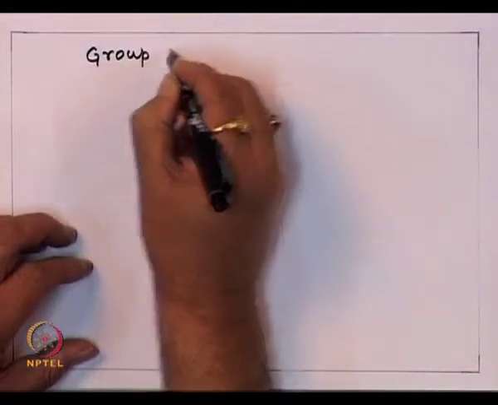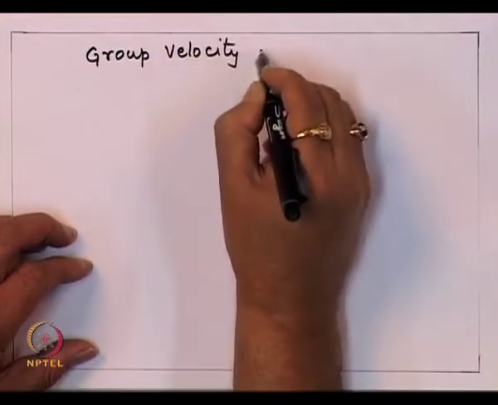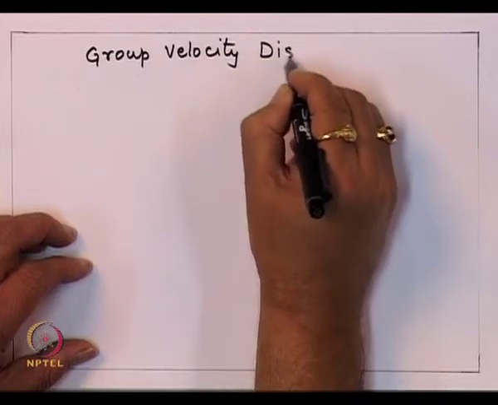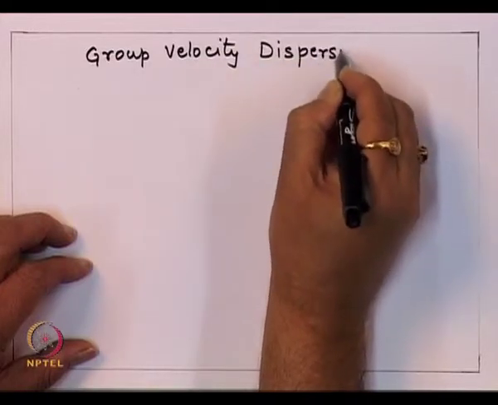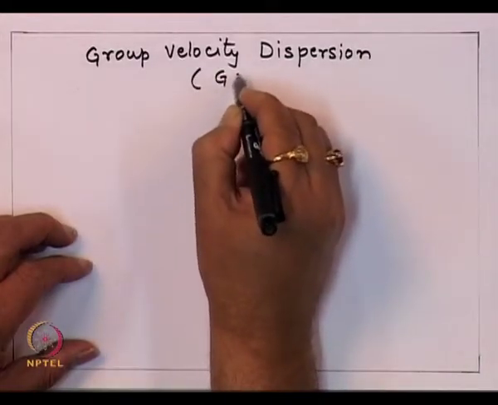So, today we are going to talk about group velocity dispersion. In short, we call it GVD.